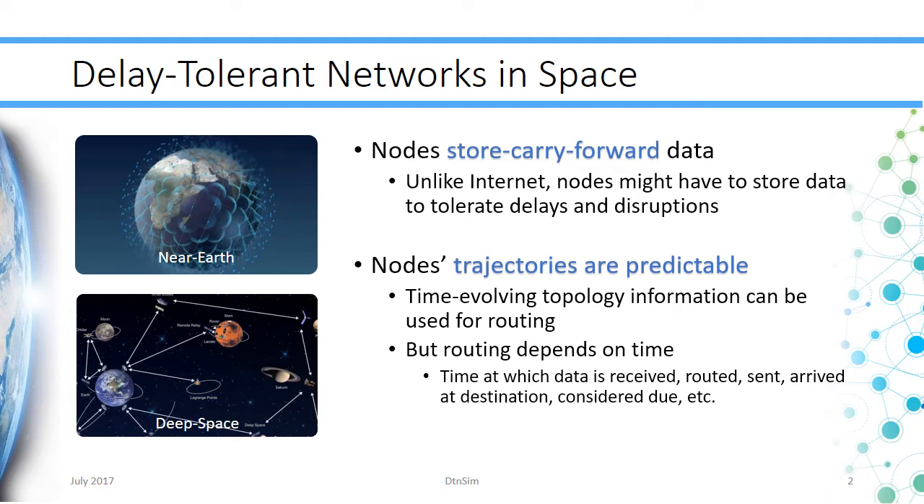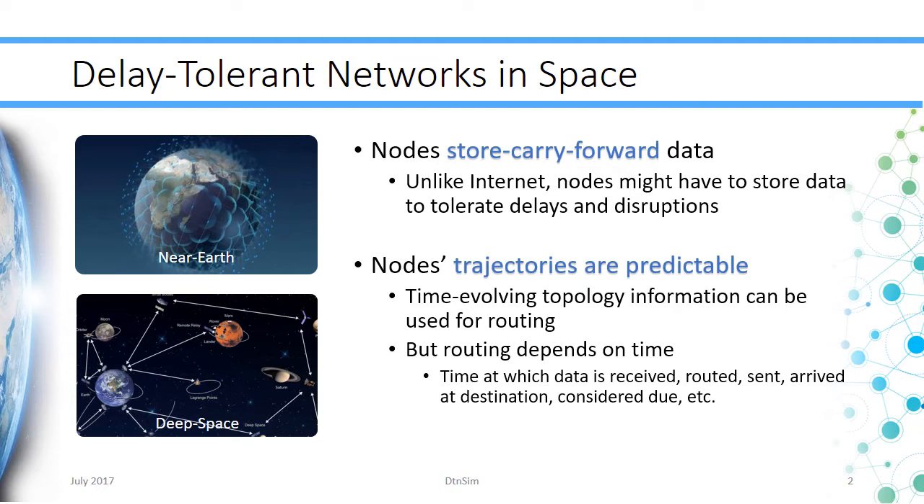Particularly in space applications, such as the one described here, the nodes' trajectories are predictable. So this is quite convenient in order to exploit the information of these time-evolving topologies. And this information can then be used for taking efficient routing decisions. However, routing solutions for this type of DTN depend on time. And this is because the topology is time-evolving.